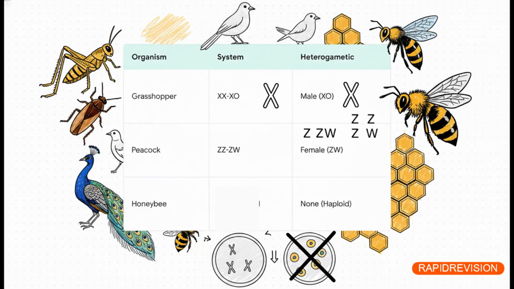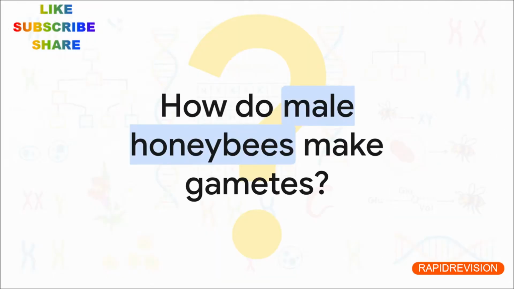Listen, identifying these specific patterns is almost a guaranteed match-the-column question every single cycle. Let's do a rapid-fire cytological breakdown. First up, the XO system, which we see in grasshoppers and cockroaches. Second, the ZW system in birds, like the peacock. अब यहाँ एक major catch है. ध्यान देना. In birds, the females are actually heterogametic, meaning they are ZW, and the males are homogametic, ZZ. Wild, right?